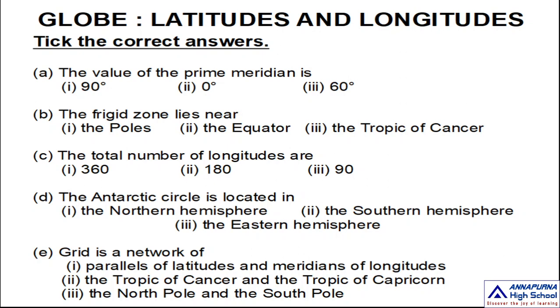Grid is a network of dash. Grid is a network of parallels of latitudes and meridians of longitudes. When the latitudes and longitudes connect to one another, square type boxes appear on the globe or a map. Those boxes are called grids. So here the answer is 1. Parallels of latitudes and meridians of longitudes.